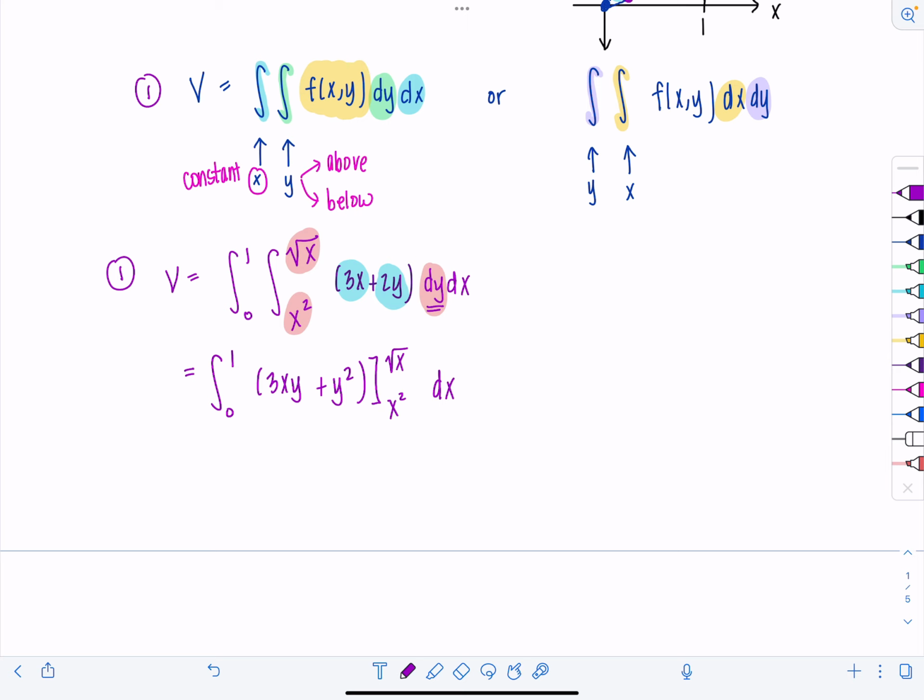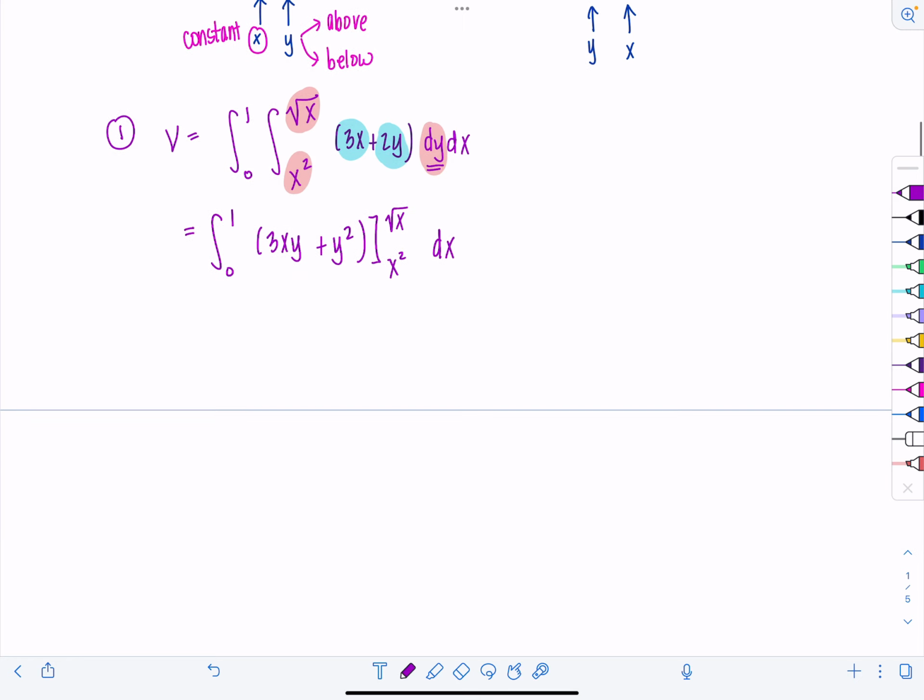Very good. Now, you're going to have to remind yourself, be careful. I just integrated with respect to y, so these limits of integration I plug in for y. Keep reminding yourself because it can get confusing. Plugging them in for y, so we have integral 0 to 1.